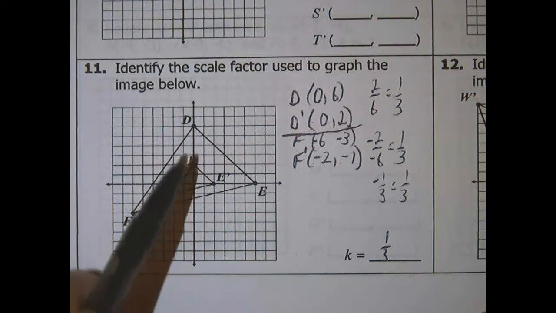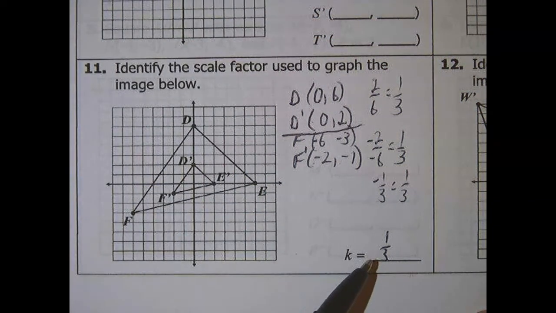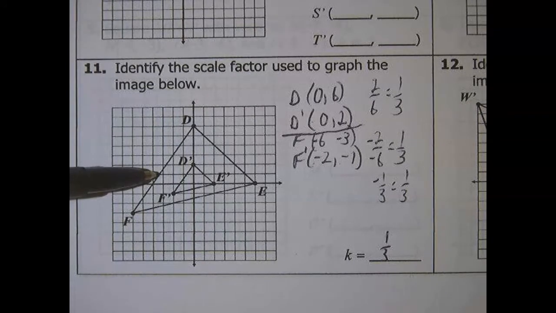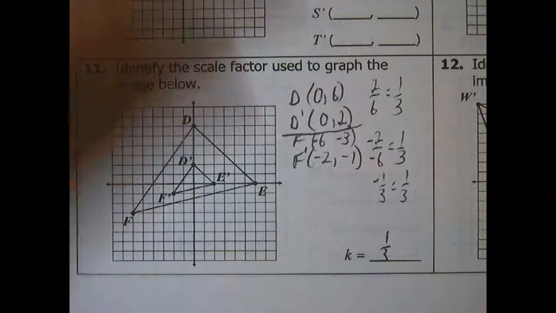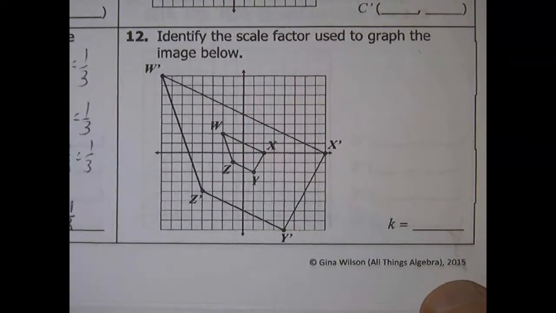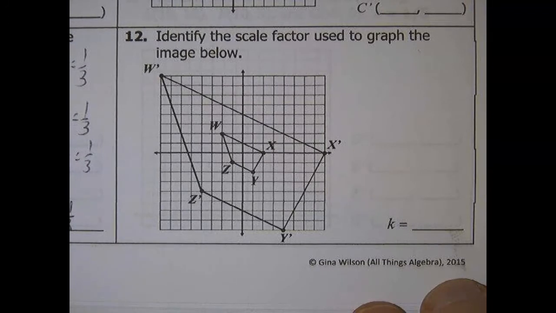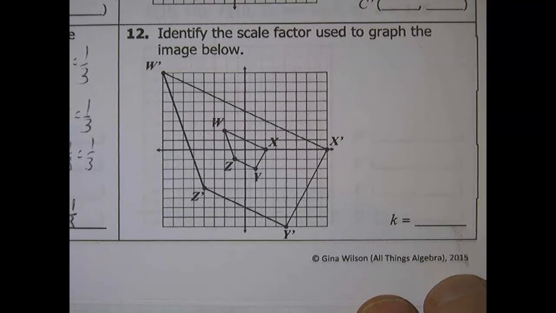Remember, it got smaller, so we have to use the fractional scale factor. Don't make it too difficult or complicated deciding which way to go, whether it's 3 over 1 or 1 over 3. It's getting smaller, so it's 1/3. Okay, that's probably the easiest way to think about it. Let's try this one. I'm going to pause the video and let you give it a shot. I'm just going to write down a couple ordered pairs, and you should too.